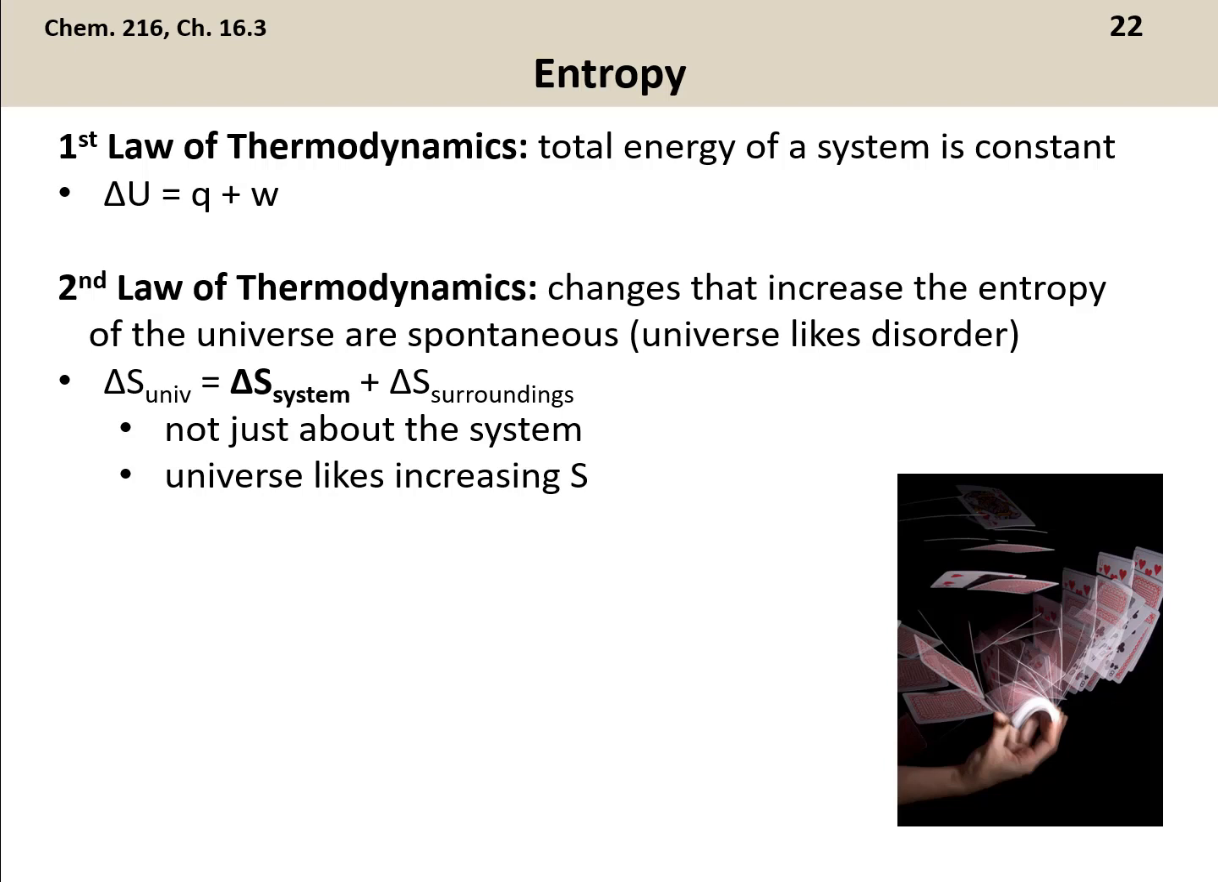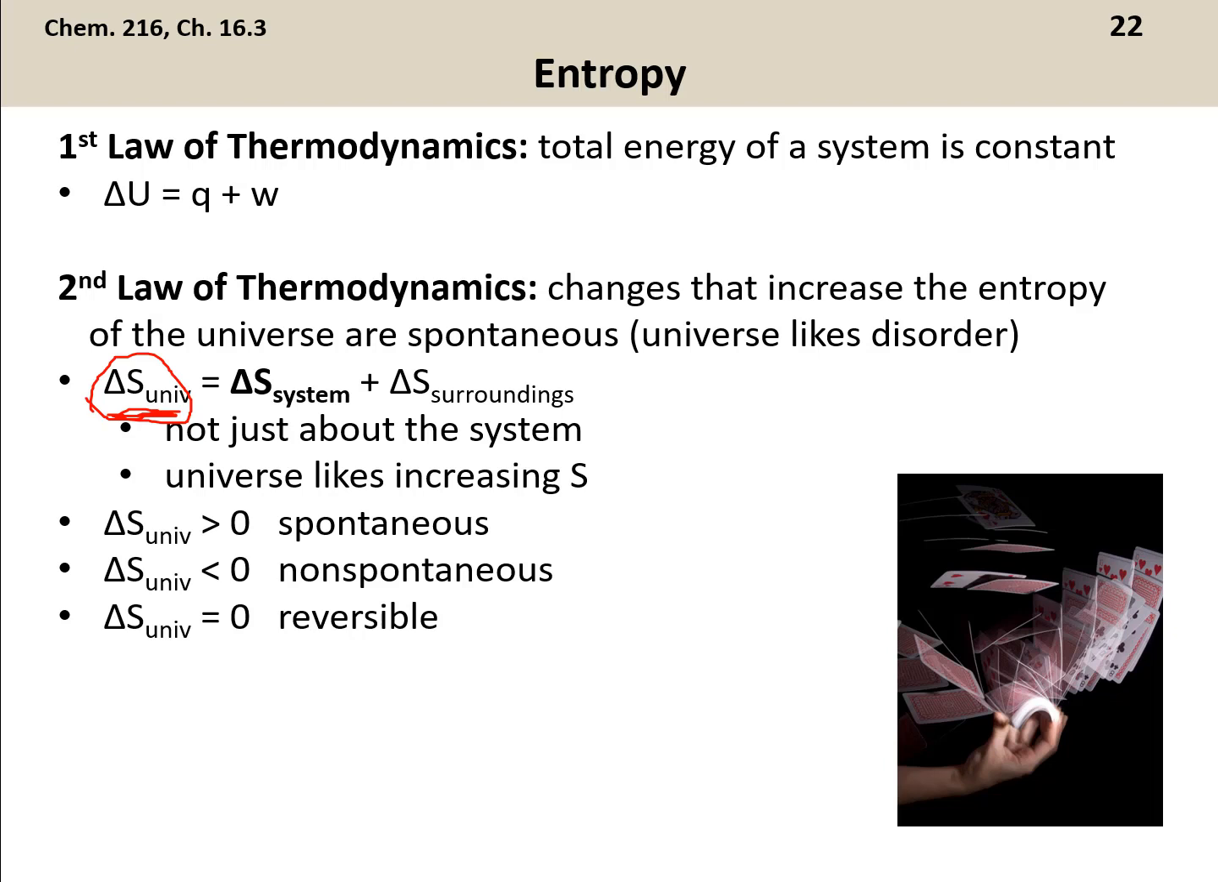What that means is we have this term delta S universe. Delta S universe is the delta S of my system, whatever reaction, and then the surroundings. So if a reaction causes the delta S of the universe to increase, that means the reaction is going to be spontaneous. Delta S universe greater than 0 is spontaneous, less than 0 is non-spontaneous. If it's exactly 0, this is what we call a reversible reaction.